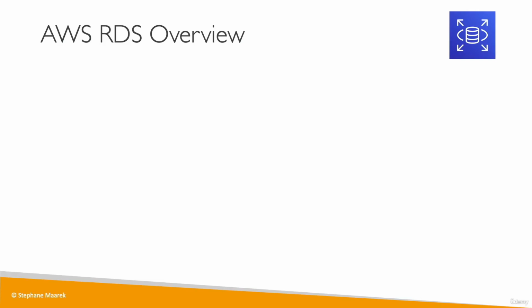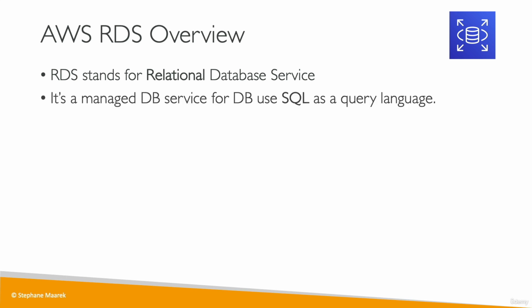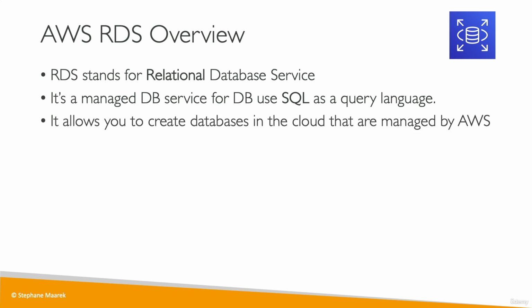The first kind of databases we're going to see is the relational databases, and for it, we have RDS. RDS stands for Relational Database Service, so it's very clear that it's only for relational databases, and it will be using the SQL language. So it's a managed database service for databases that will use SQL as the query language, and it will allow you to create databases in the cloud that will be managed by AWS.